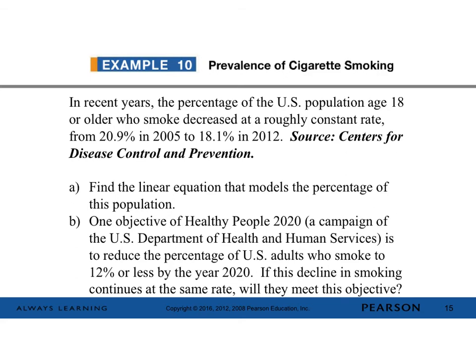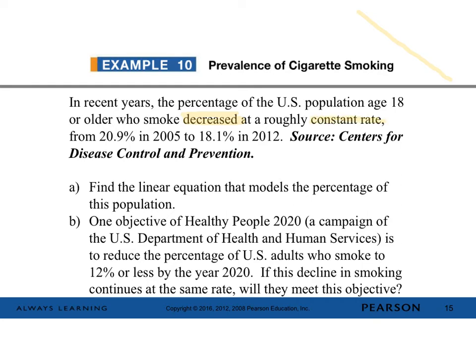So at this point, we're going to look at an example problem of where you might use this realistically in an application. So we're going to first read the problem. In recent years, the percentage of the U.S. population 18 or older who smoked decreased, that's an important word, decreased, it's going to tell us something, at a roughly constant rate. Basically, it means that when you graph this, you're going to have a line that's going to travel downhill and it's going to be straight. That constant rate is what tells you that it's going to be straight.